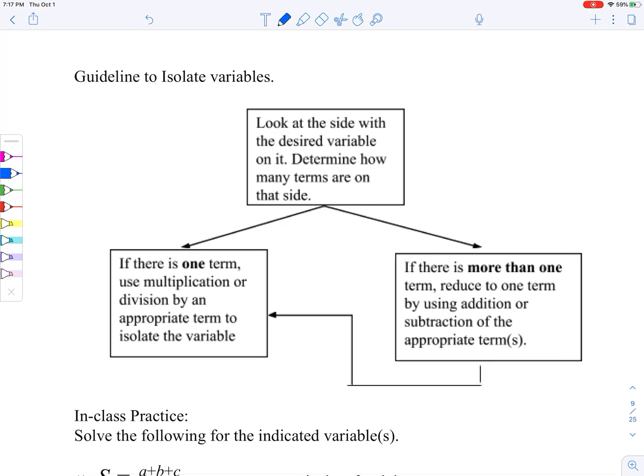So a little flow chart, a guideline to isolating variables. Look at the side with the desired variable and determine how many terms are on that side. If there's only one term, we're going to use multiplication or division as appropriate to get it by itself. But if there are two or more terms, the first thing we're going to do is reduce that side to one term by using addition or subtraction, and I'll show you what that means.